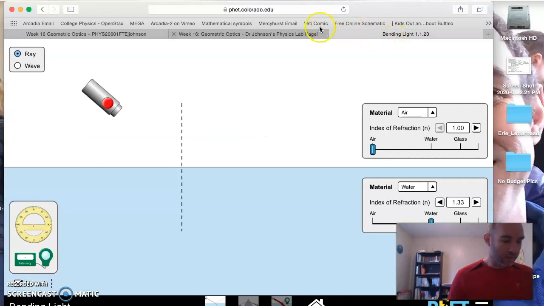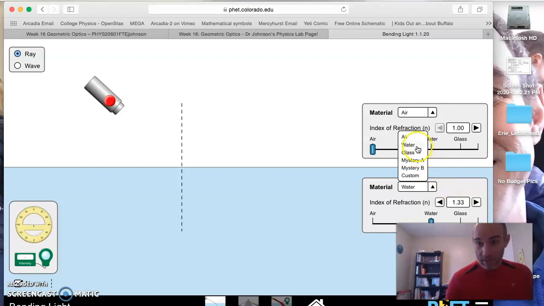This is a PhET simulation where we have air up here and a laser pointer that I can move around, and we have water down here. I can actually make it something else. I can make it into glass or some mystery material, but we'll leave it as water for now.